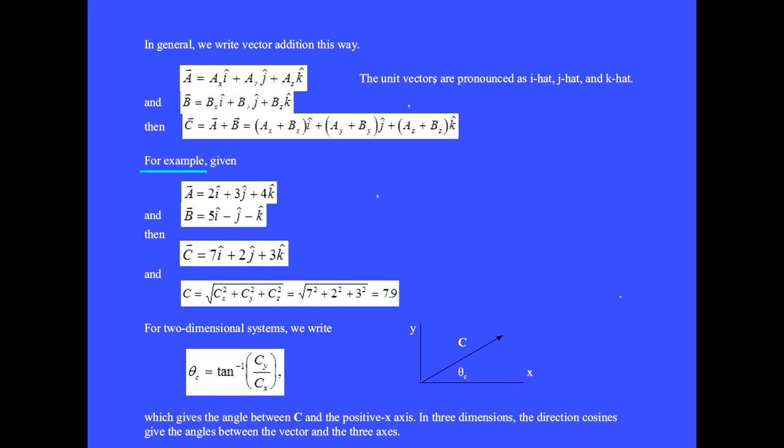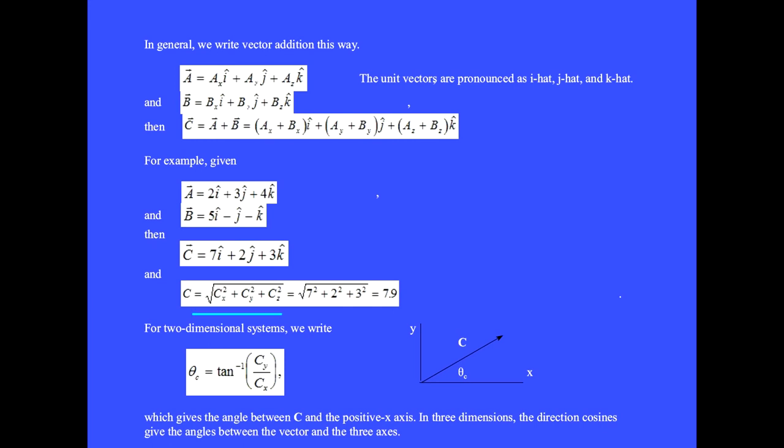For example, given the vector A that's 2i plus 3j plus 4k, and the vector B that's 5i minus j minus k, then the sum, vector C, is 7i plus 2j plus 3k. 2 plus 5 makes 7, 3 minus 1 makes 2, and 4 minus 1 makes 3. Vector addition is easiest when we already know all of the components.